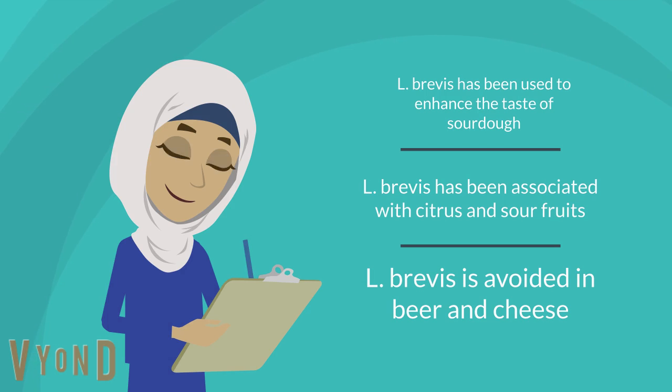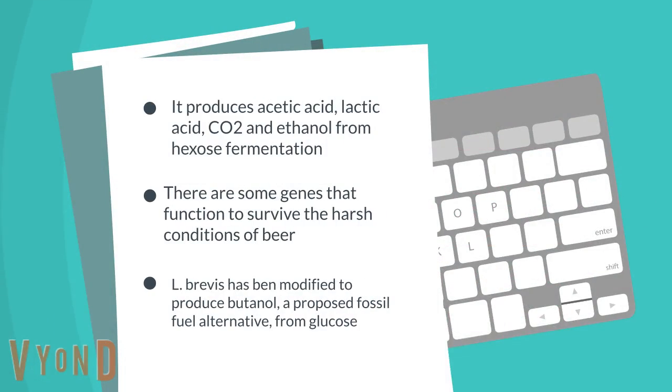L. brevis is avoided in beer and cheese because it can cause beer to go bad, and it can cause unwanted air pockets in cheese. L. brevis produces acetic acid, lactic acid, CO2, and ethanol from hexose fermentation, and there are some genes that function to survive the harsh conditions of beer. And L. brevis has been modified to produce butanol, which is a proposed fossil fuel alternative, from glucose.